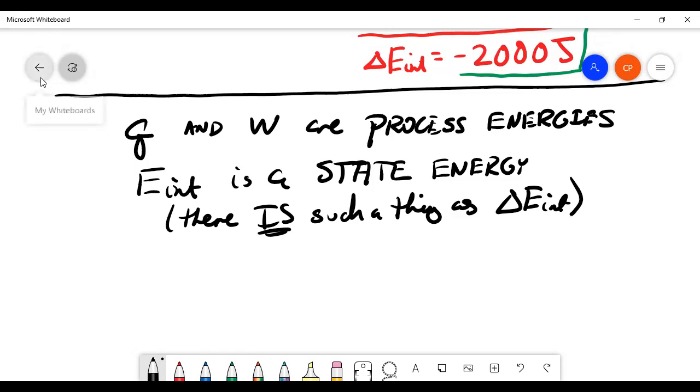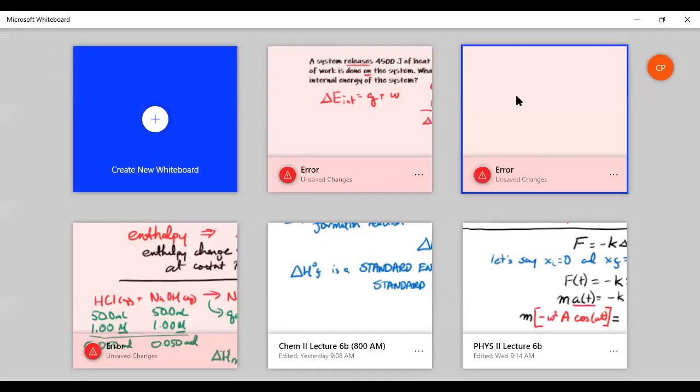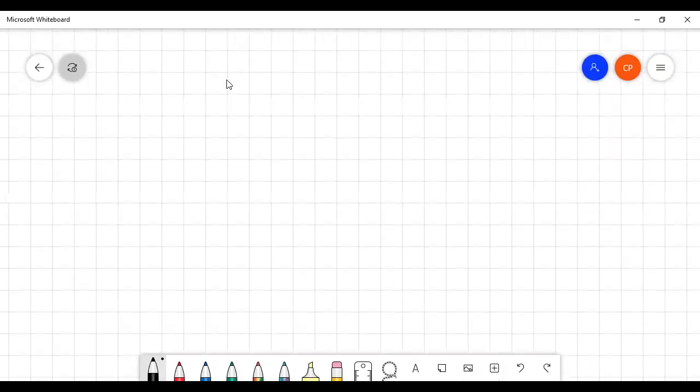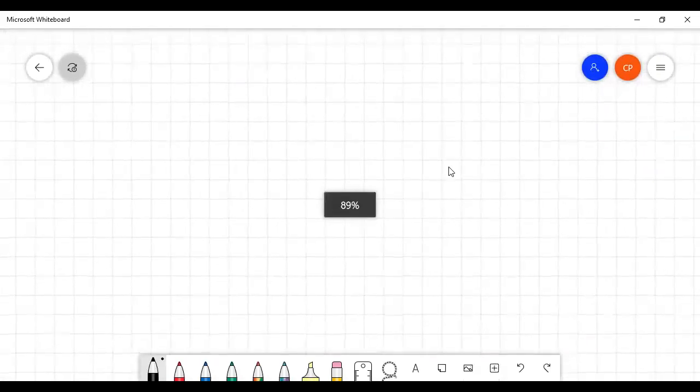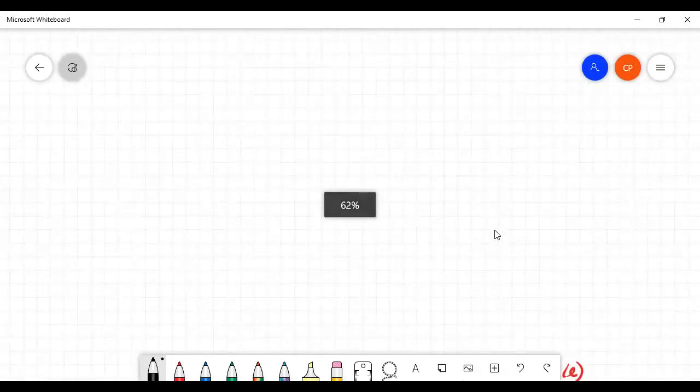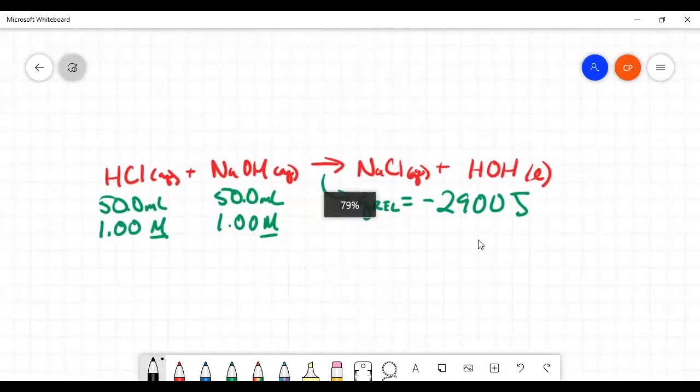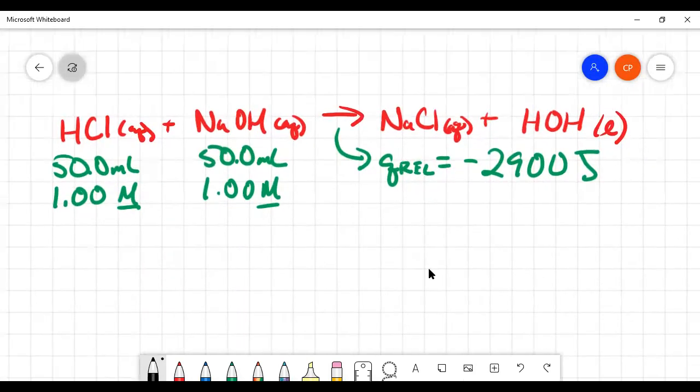But critically, in how we're going to build our descriptions, it's going to be very useful for us to talk about heat as if it were a state energy, even though heat is not something a system possesses, but something that is transferred from one place to another. Let's bring up an example of this. Here's my example. You should recognize this example from Tuesday.